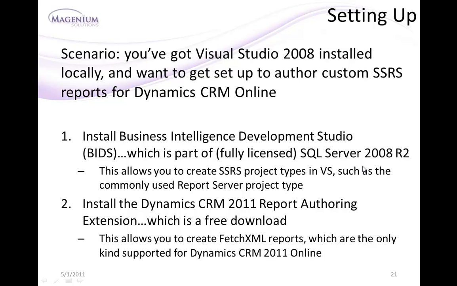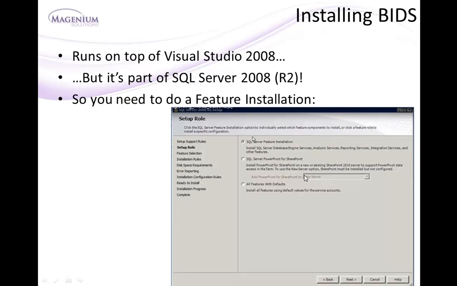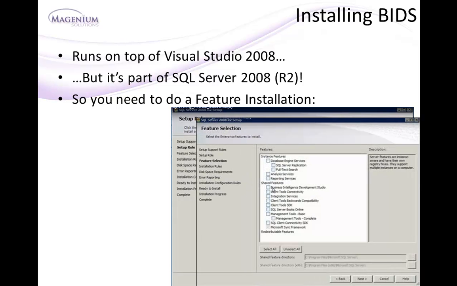Okay, so what I want to do now is walk you through a couple of these steps just so you get a feel for the kinds of things you've got to do to get set up. Here's the Business Intelligence Development Studio installation. Now remember, it runs on top of Visual Studio. This is going to give you your report authoring environment, but it's part of SQL Server 2008. It seems odd the first time you do this that you have to do a SQL Server install, but what you're really doing is something called a feature installation. You can see I've got that feature option selected up there.